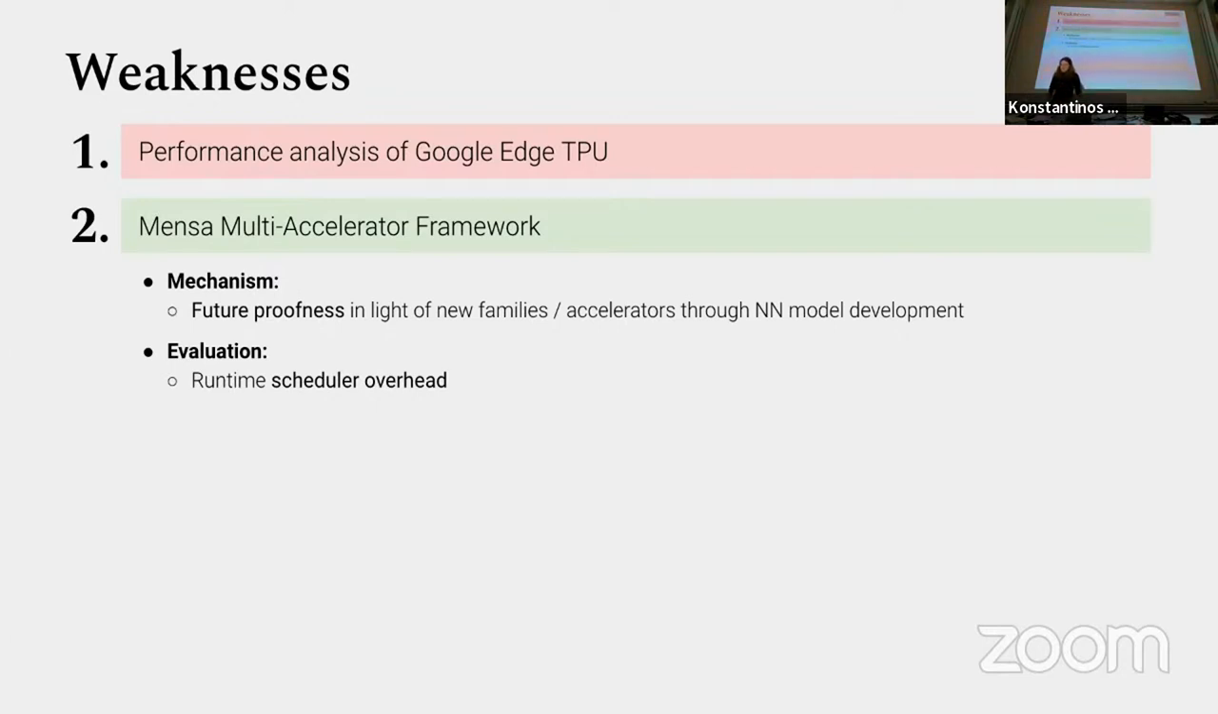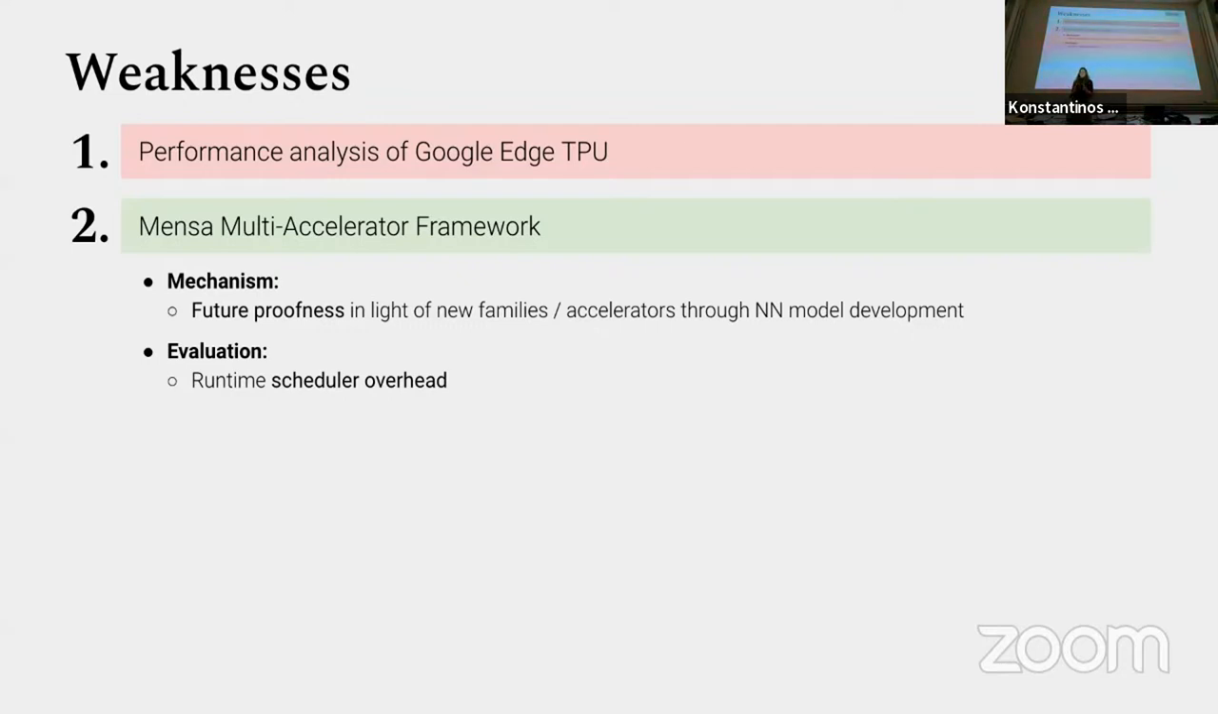While the model does account for some flexibility with regards to new models through this runtime scheduler, so they say even if new models are developed, right, we can just tell the scheduler where to map them to, so they account for some flexibility, but still if a totally new model or a layer with new characteristics would emerge, we would have to integrate a new accelerator.